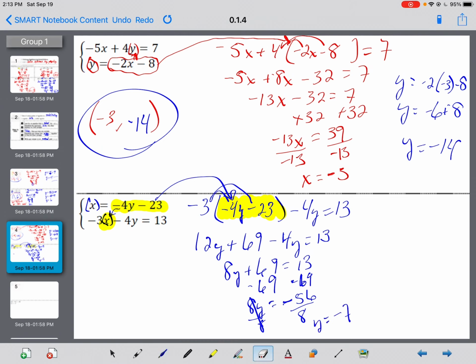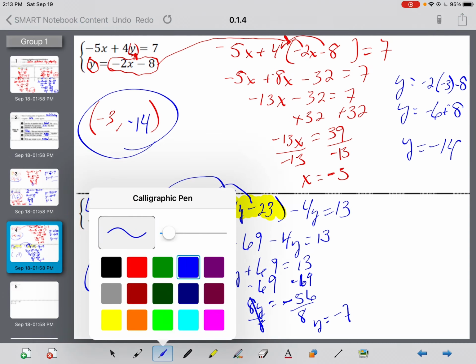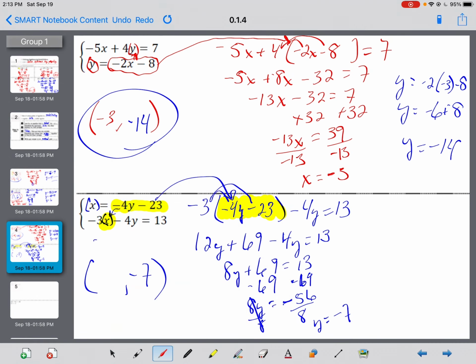Now I got to be careful when I write my parentheses this time, right? It's the y part, not the x part. Now we're going to plug in -7. I'm going to leave x equals -4 times something minus 23. And I'm going to take that -7 and plug it in right there. Okay, I'm drawing the arrows to show you where I'm going. X equals 28 minus 23. So x equals 5.